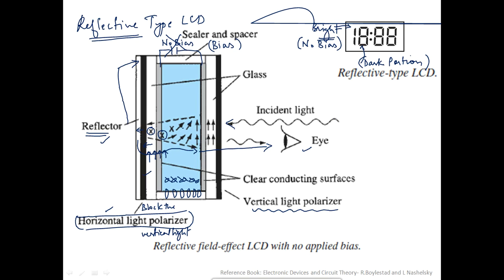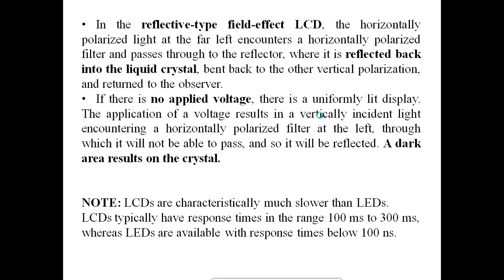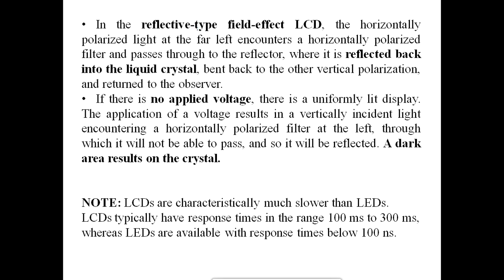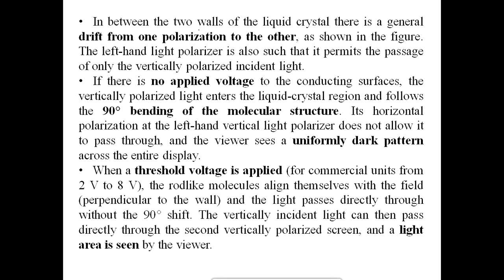So I hope the concept is clear for you. Reflective type is exactly the opposite of a transmissive type. The same concept is being explained in this theory. You can just go through it as per your convenience, whenever you are free, right?